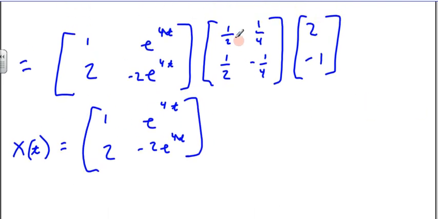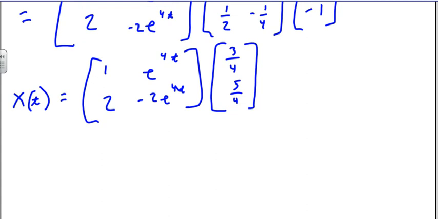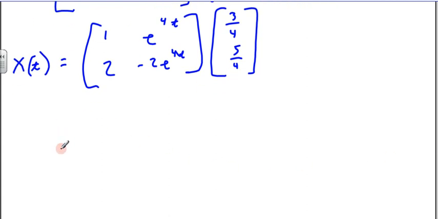Okay. First row, first column. 1 minus 1/4 is 3/4. 1 plus 1/4 is 5/4. Okay. Then we'll write down a final answer.